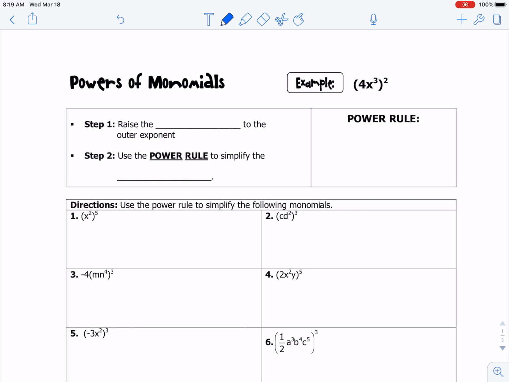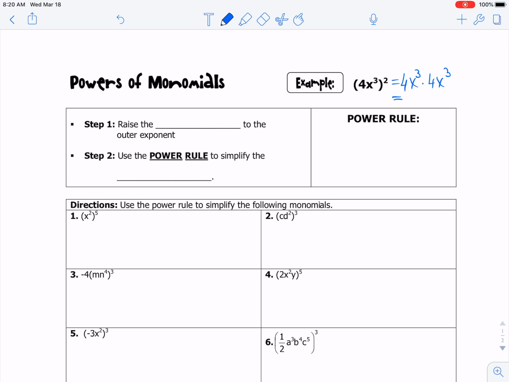Hello, this lesson is on powers of monomials, and the objective is to simplify powers of monomials. So for example, what is 4x cubed, all quantity, squared? Now this, I know, is equal to 4x cubed times 4x cubed.